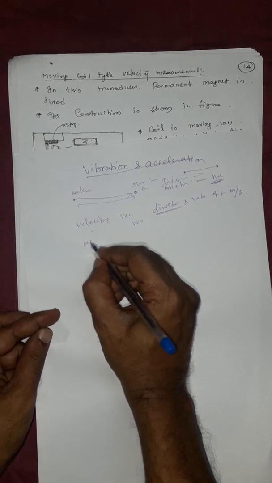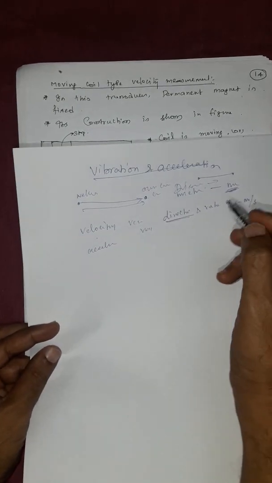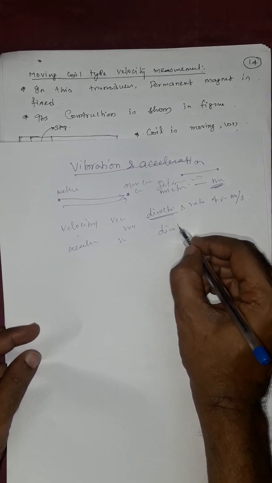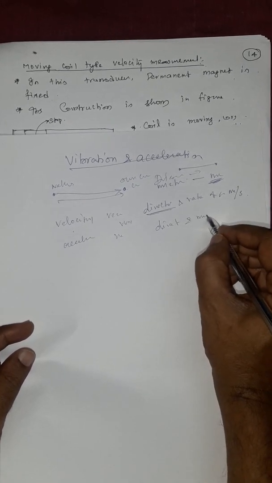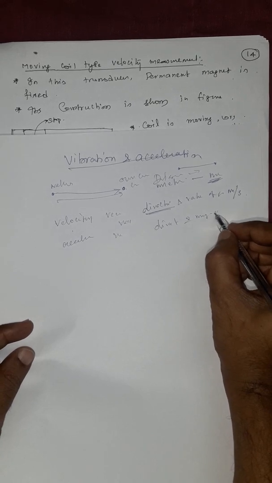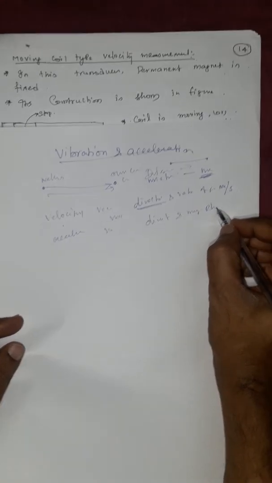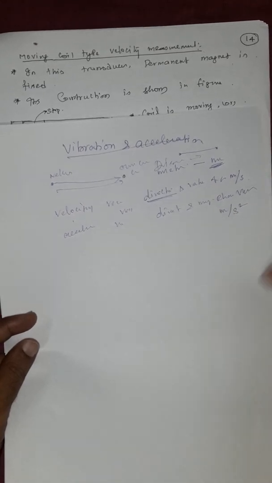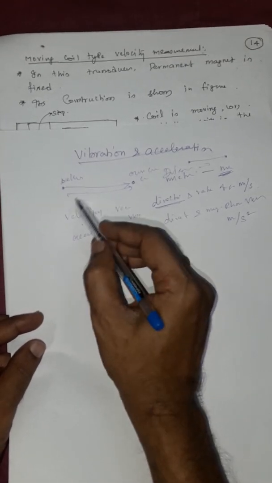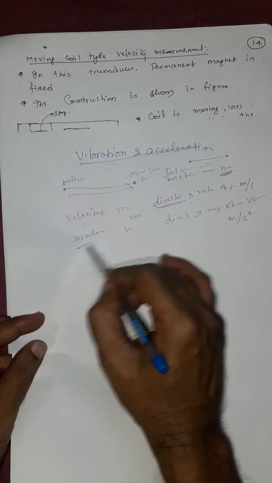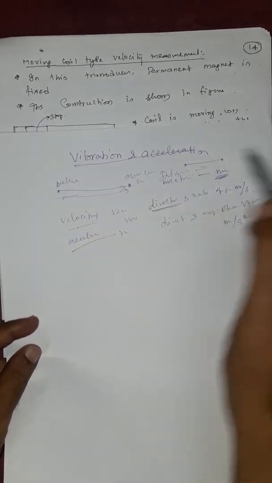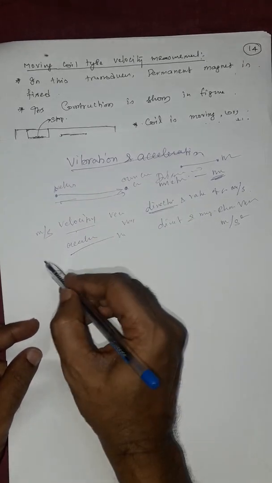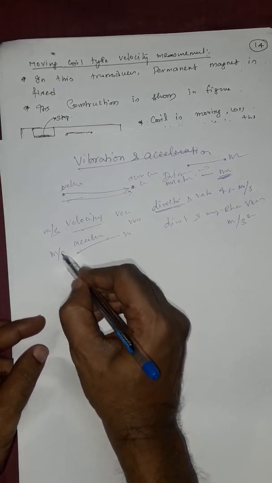And then the last one is acceleration. What is acceleration? This is also a vector that has a direction and magnitude of rate of change of velocity. So its unit is meter per second square. This is the difference between acceleration, velocity and displacement. Displacement unit is meter, velocity unit is meter per second, acceleration is meter per second square.